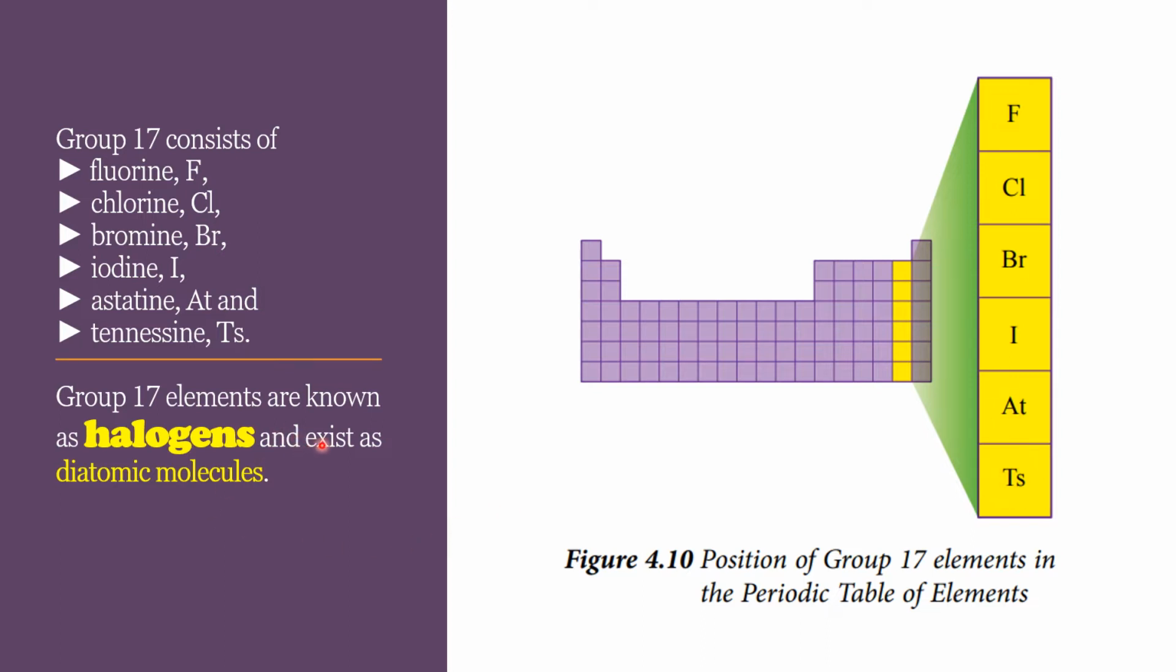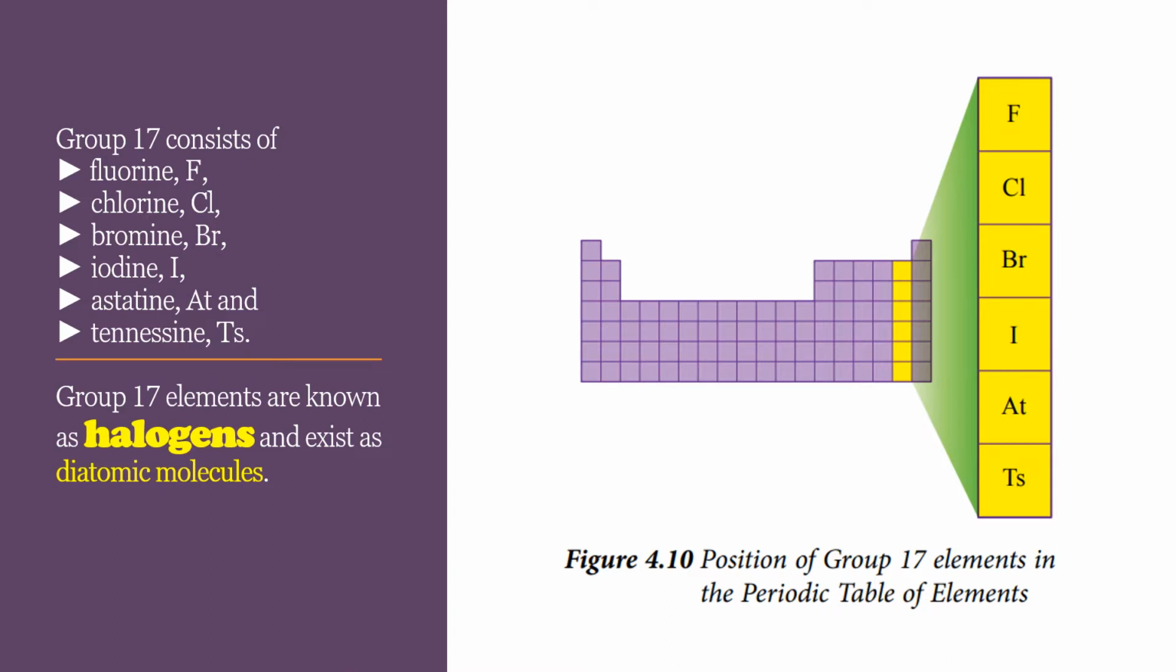And group 17 elements are also known as halogen. Halogen is the specific name given to the group 17 elements. So we can call fluorine, chlorine, bromine, iodine, astatine, and tennessine as halogen. And all halogen exist as diatomic molecule in the atmosphere in nature.